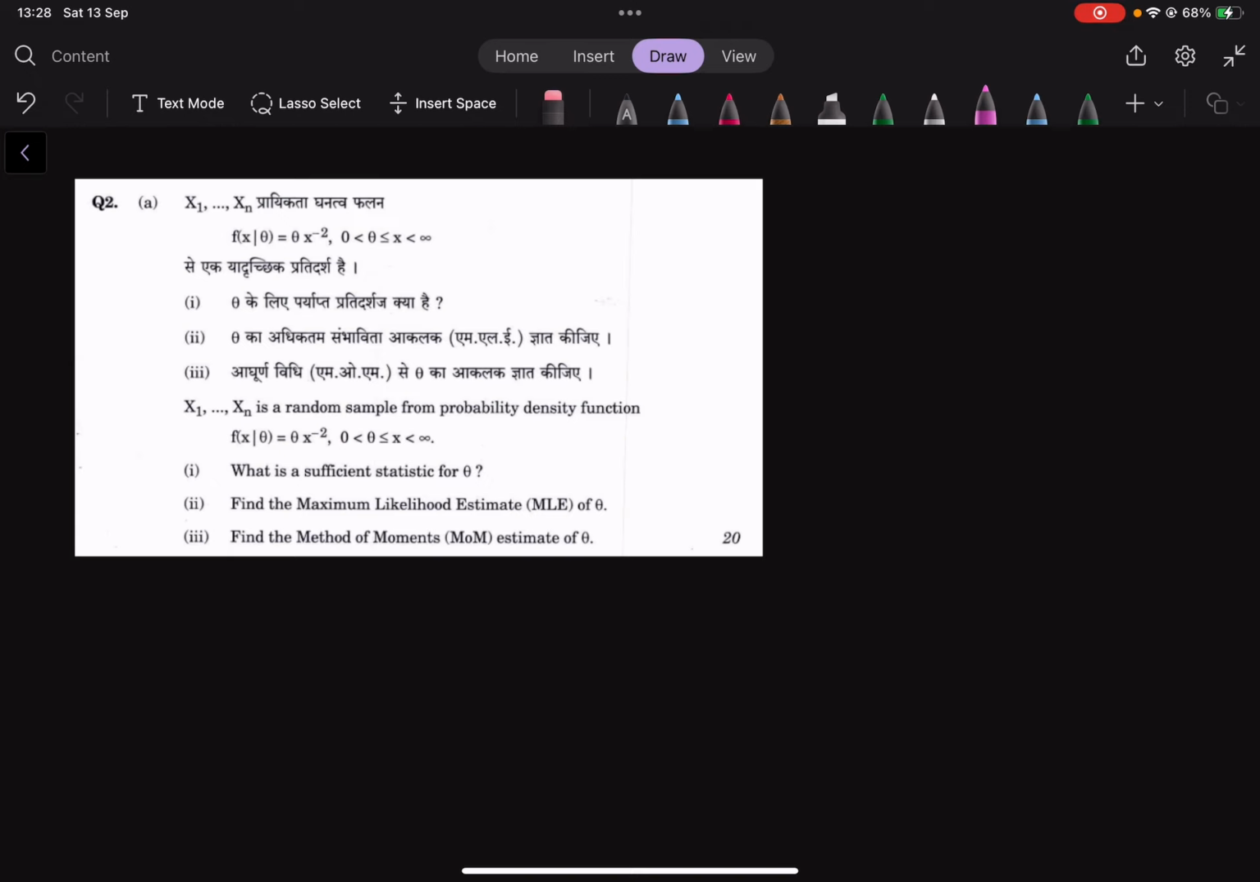So we need to find what is the sufficient statistic for theta. We also need to find the maximum likelihood estimate and method of moments estimate of this theta.